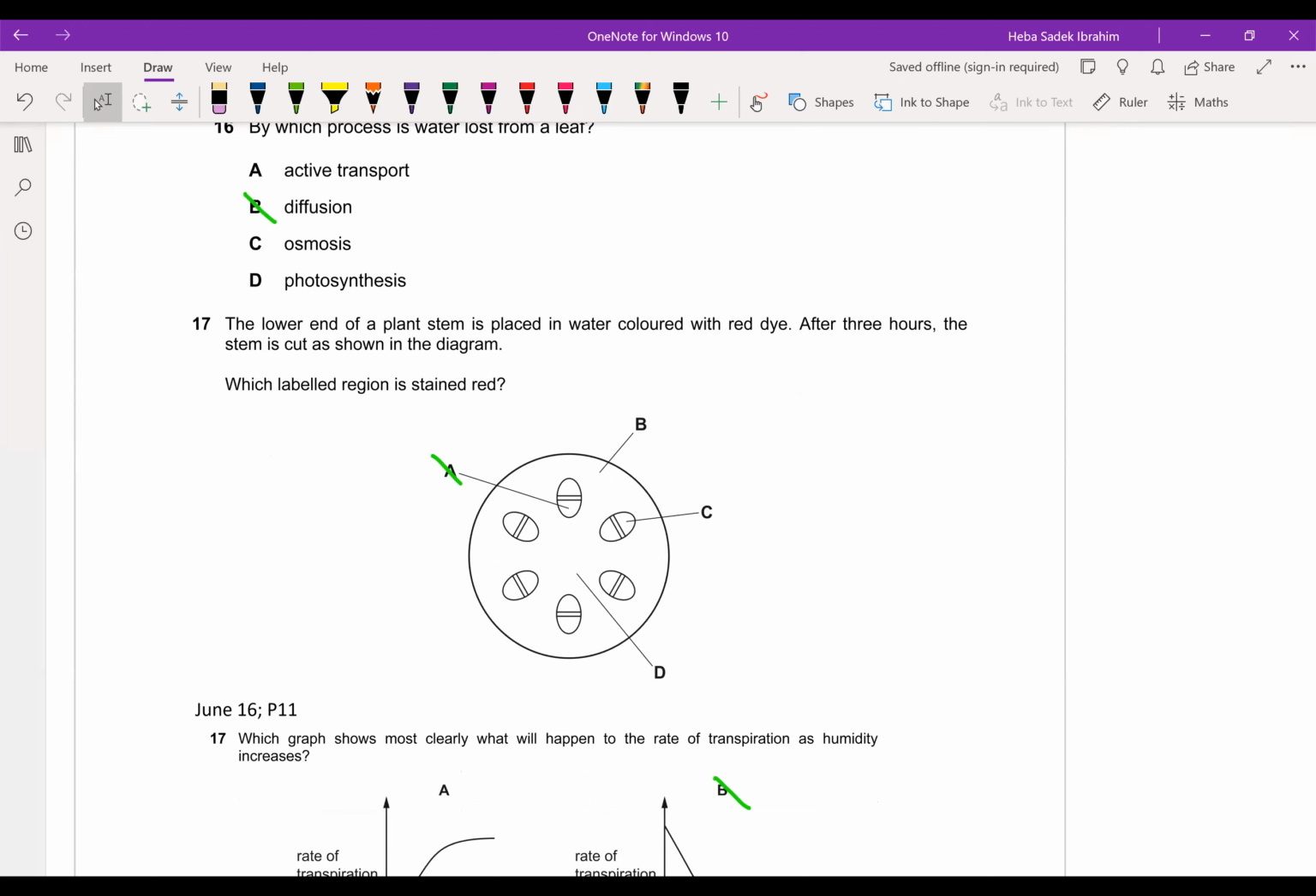Of course A is stained red, because A is the xylem. Xylem is the part that's going to take up the water.